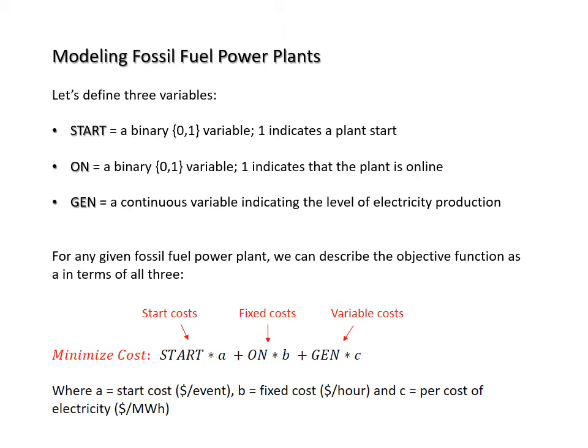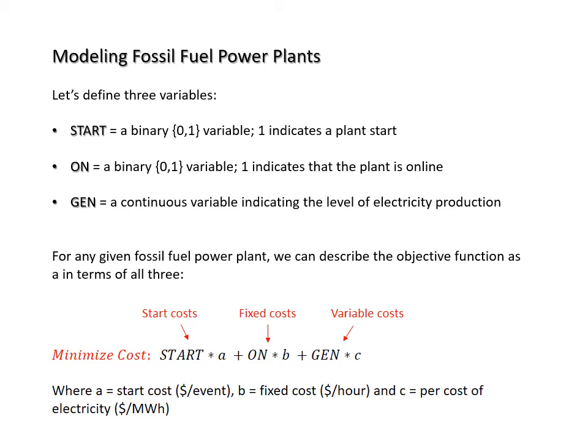The first one is a start variable. This is going to be a binary 0-1 variable where one indicates that in a certain period the plant has been started. An on variable, we're going to say, is also a binary variable. If the on variable equals one for a given period, that indicates that the plant is online. We're making a distinction here between start and on, where start indicates that the plant has in that period been started, and on indicates that the plant is online and potentially might have been started several periods ago.